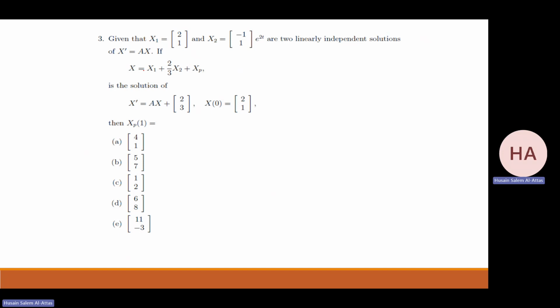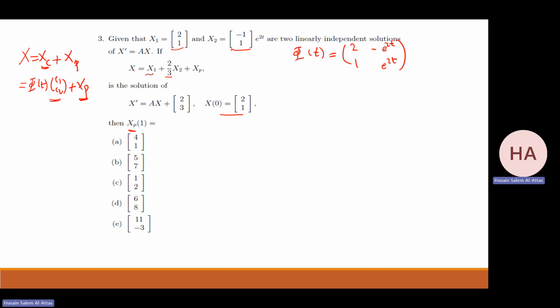What we have, this is x1. So I have Φ(t), clear. That will be 2, 1, minus e^2t, e^2t. What I need is xp. This is the solution with the initial condition. I don't care about the initial condition, since my solution, usually it is xc plus xp. To find the xp, I don't care about the initial condition. That will be Φ(t) times c1, c2 plus xp. xp will not be affected by the initial condition. Very clear. I have the initial condition, this is 1, this is 2 over 3. But that will not affect the value of xp.